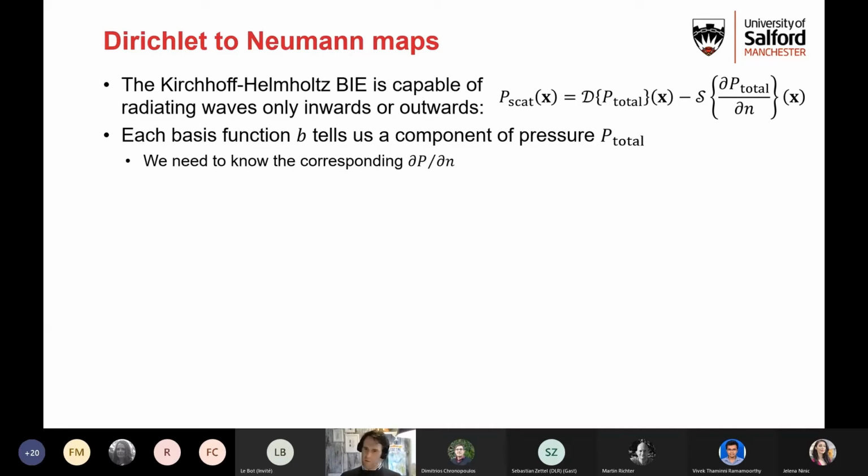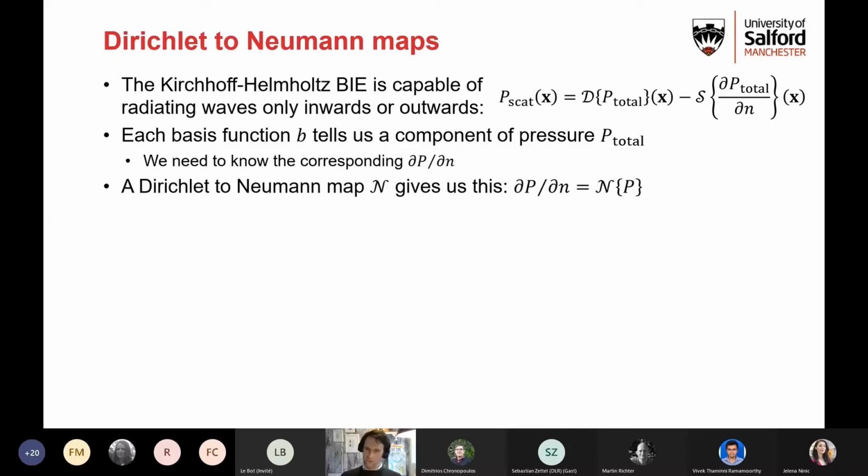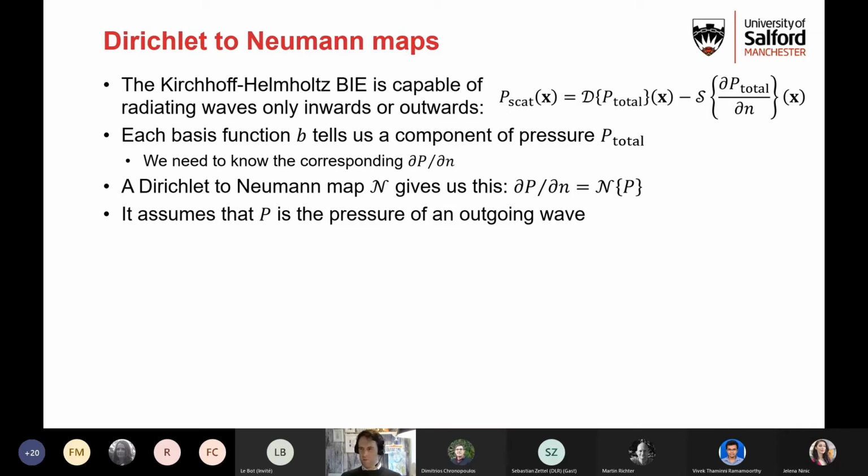And a mathematical tool called a Dirichlet to Neumann map gives us this. It gives us dp by dn from a certain pressure distribution p, and it does that on the assumption that p is an outgoing wave. Now, this is quite an area of development in its own right, and there's various complexities here, and one of Gregor's colleagues has done some good work on it as well.